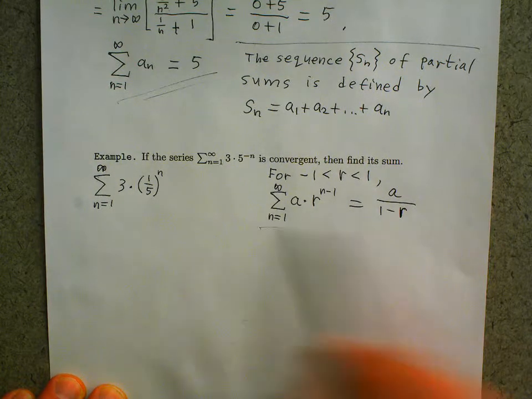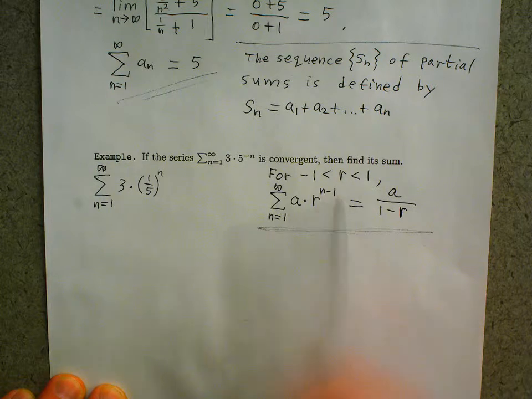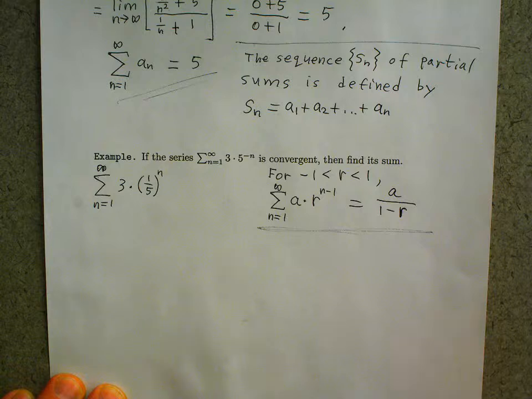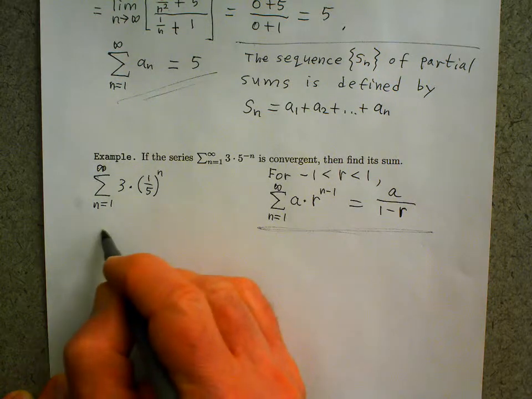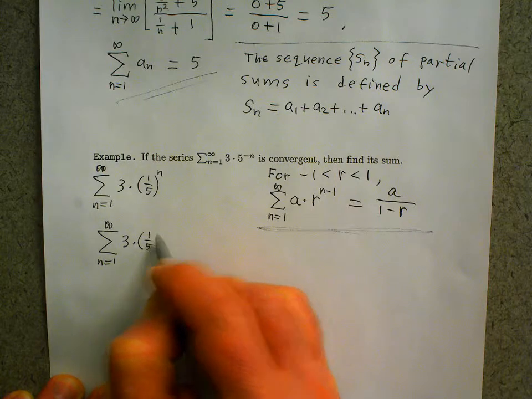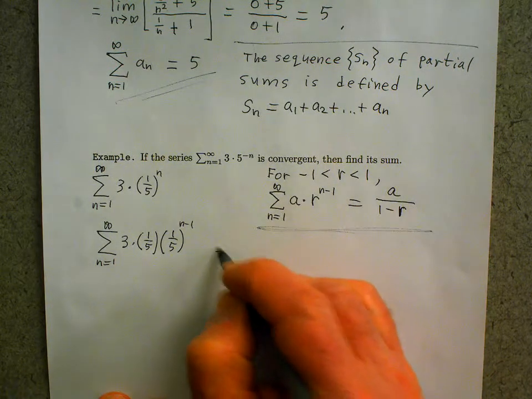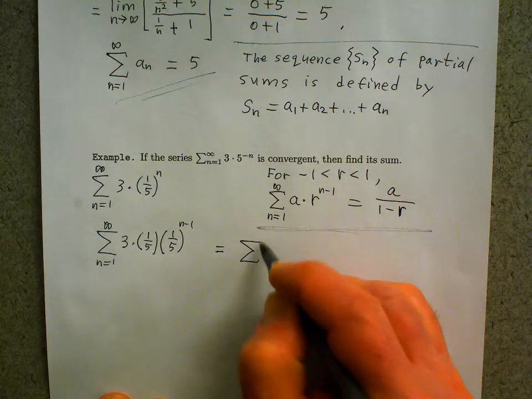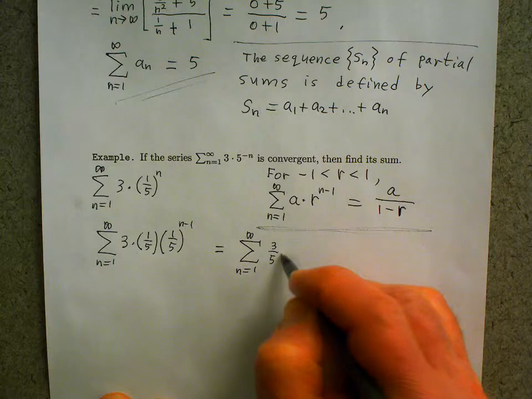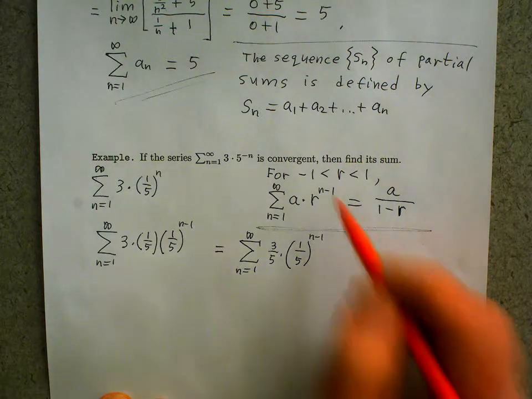Okay, but notice that in this formula, in the series, we start at n equals 1, but the exponent on the common ratio is n minus 1. We don't have that here. We have 1/5, the common ratio, to the nth. But if we take one of those factors of 1/5, so 3 times a factor of 1/5, and then multiplied by 1/5 to the n minus 1, and then I'll do one more intermediate step. Three times 1/5 is 3/5, and then multiplied by 1/5 to the n minus 1. So now we have it in the form that we want.